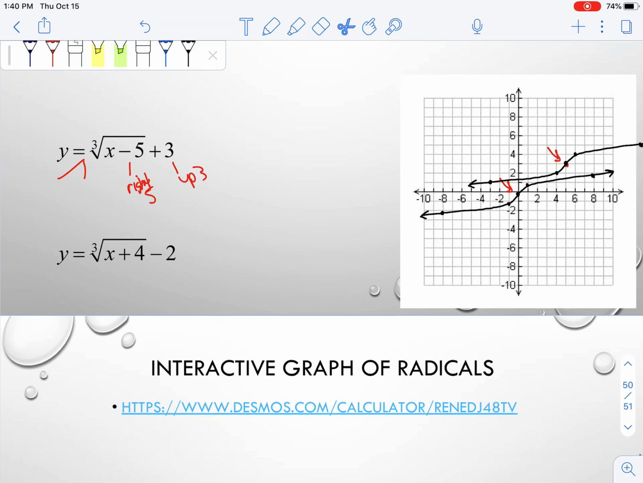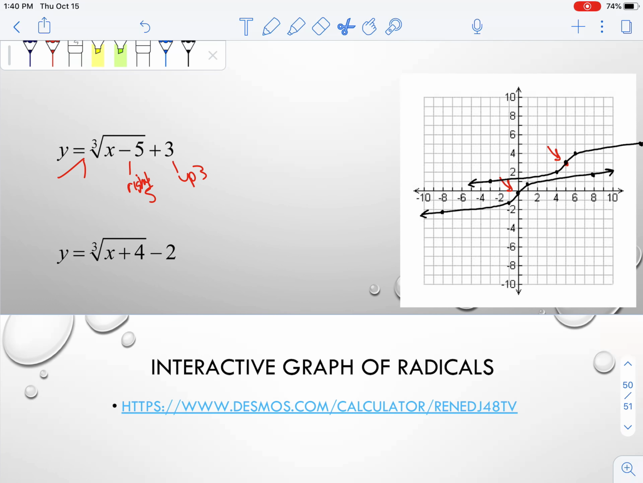All right, let's try one without actually copying and pasting the graph. Again, it faces the same way as the parent, no vertical stretch or compression. Here we're going left 4 and down 2. So our locator point is going to be -4, -2. We're going to go up 1 and over 1, and then up 1 over 7. 1, 2, 3, 4, 5, 6, 7. And that's all I have room for.